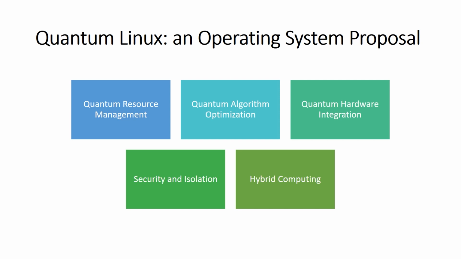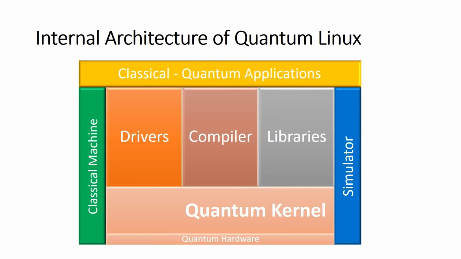Hybrid quantum classical algorithms can leverage the strengths of both classical and quantum computing, broadening the range of practical quantum applications. So how does the architecture look like? And how do we design such a complex system? Now let's look into that as well.